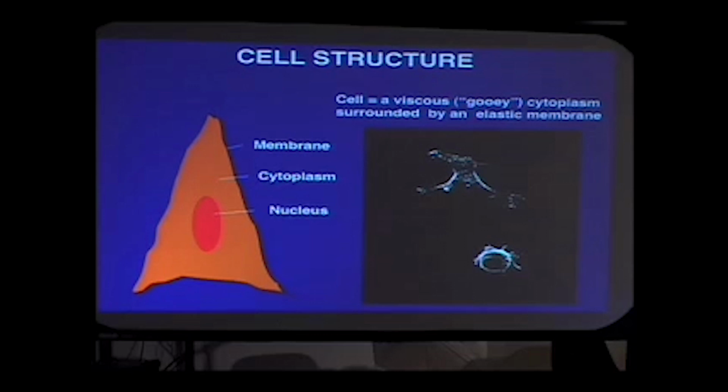Now, as you probably remember from elementary school and high school, you tend to think of the cell as having a viscous gooey cytoplasm surrounded by an elastic membrane, or as I always like to say, a water balloon filled with molasses. However, it's hard to envision, if cells are built this way, how they can do the things they need to do to form the embryo and to keep us functional.